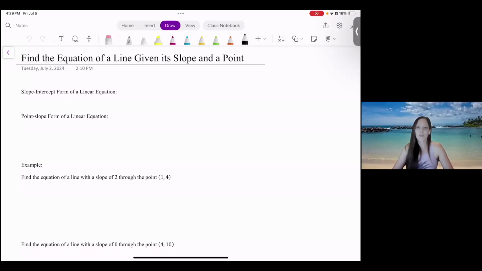Welcome, math friends. We are going to learn how to write the equation of a line if you are given the slope and a point to go along with it. Let's recall slope-intercept form. That is y equals mx plus b. It's called slope-intercept form because it has a slope and the intercept.